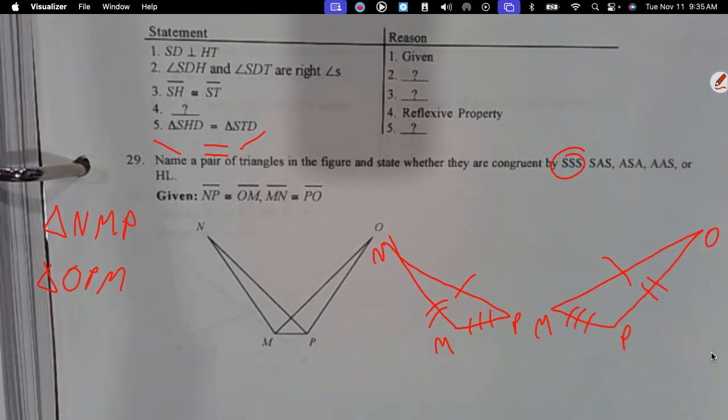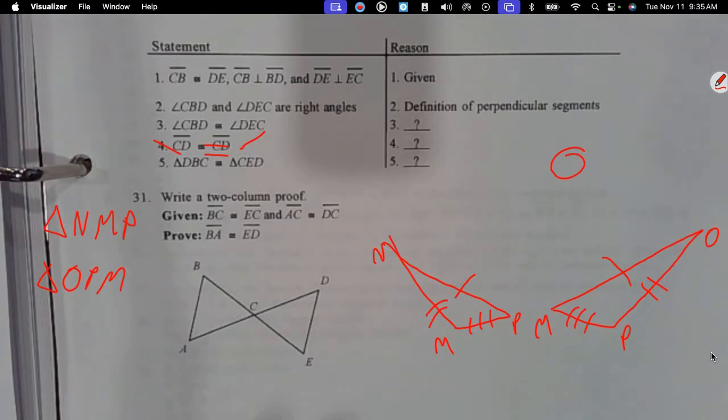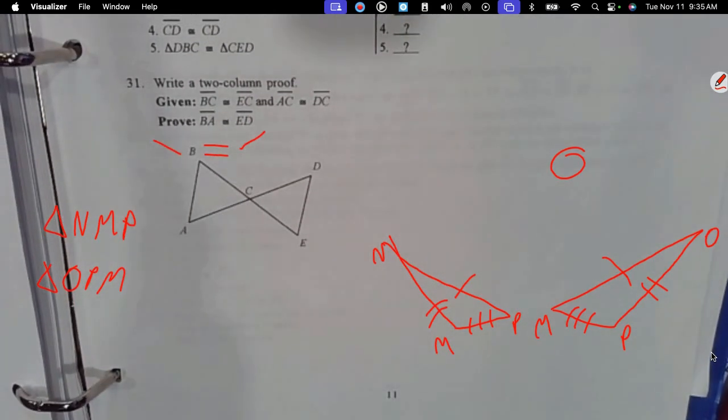The last one. Do I have time? I've got 6 minutes. Okay, I'm gonna finish just in time. Write a 2-column proof. It's number 31. So, y'all, if anything else, you can get partial credit on this one by not even knowing how to really write a proof. You can just write what's given to you. Given, there's partial credit right there.